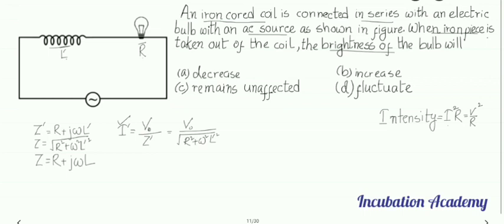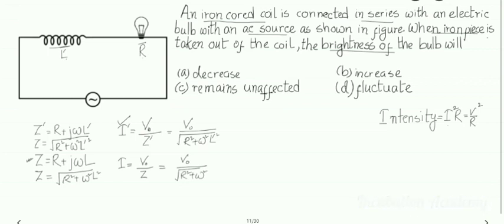Similarly, when the iron piece is taken out, this is the impedance. In that particular case, the magnitude of the impedance is nothing but root over of R square plus omega square L square. What is the peak value of the current flowing through this circuit? That is V naught divided by Z, which is V naught divided by root over of R square plus omega square L square.